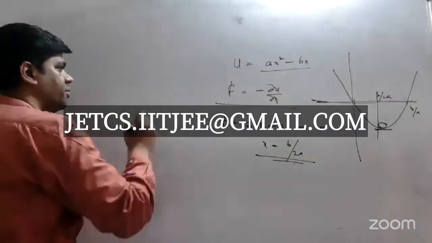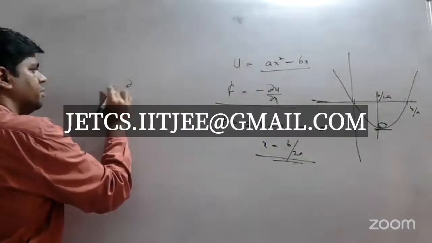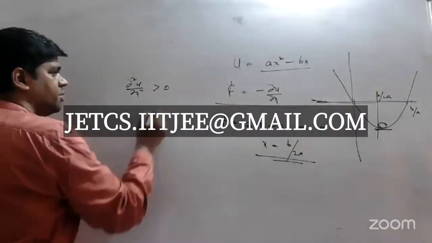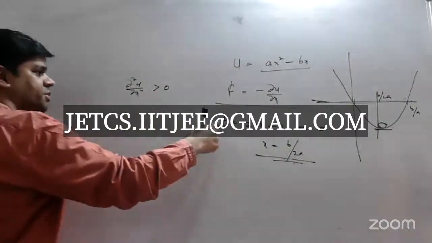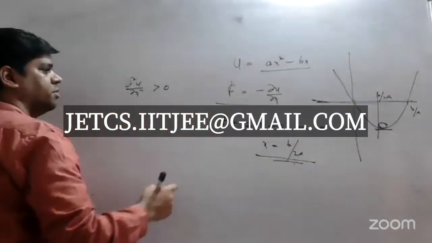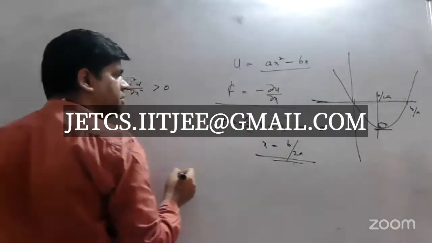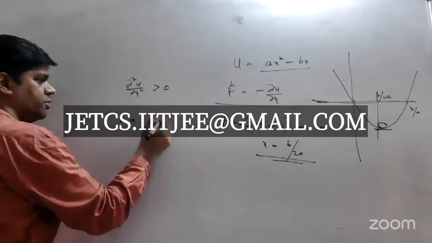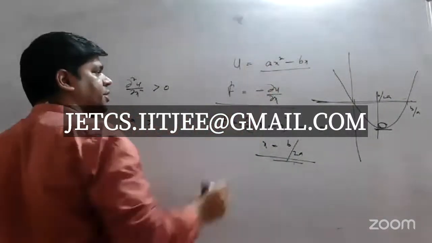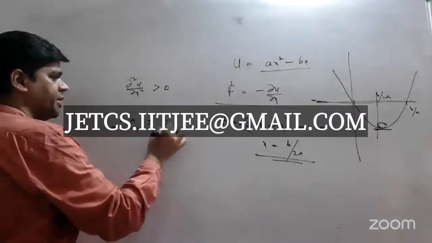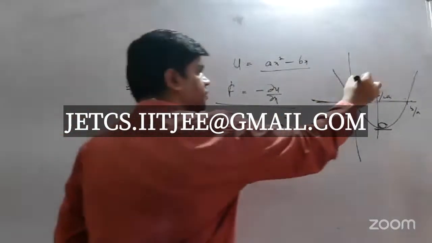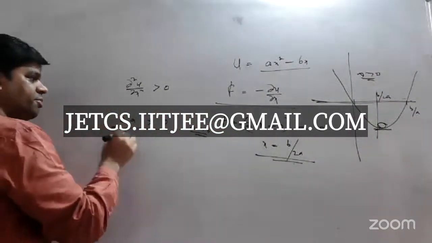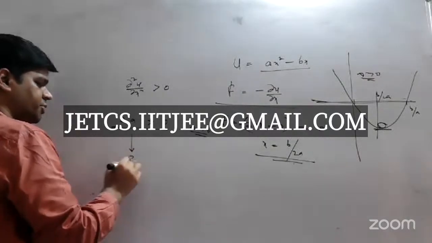How do I make out mathematically if it's stable or not? I determine d square U by dx square. If this is greater than 0, then it's stable. So what is the second derivative of this one? Yes, sir, it's 2a. So the second derivative of U is 2a, which is greater than 0 for a greater than 0. I plotted this for a greater than 0. That means this equilibrium position is definitely a stable equilibrium position.